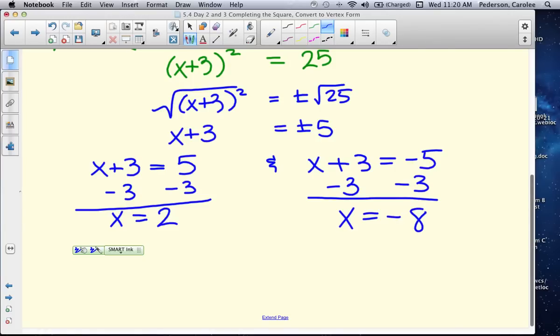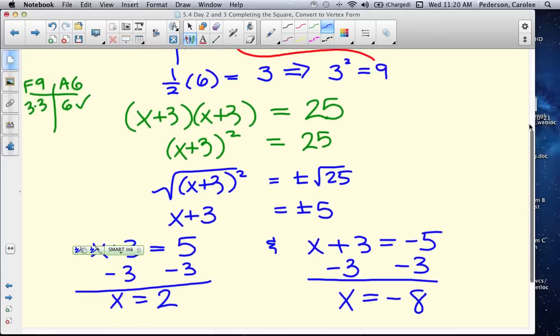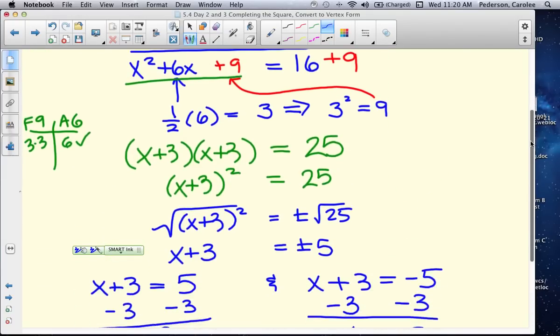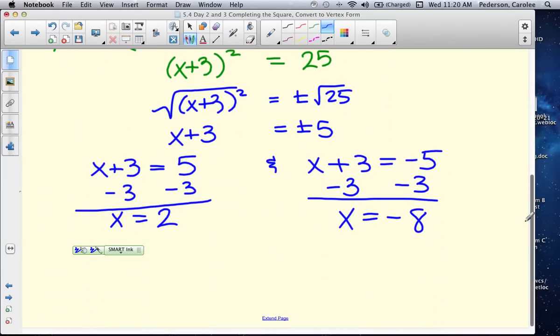You can take these two answers if you want and plug them back into the original equation. They will equal 0. So this is one new way to solve a quadratic equation, by completing the square.